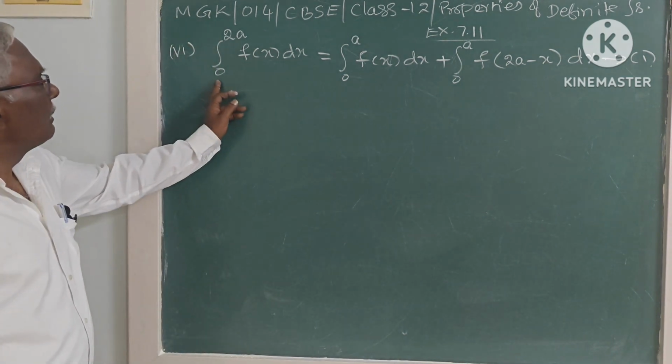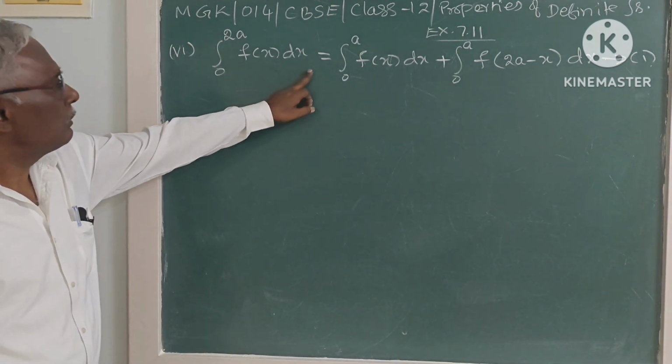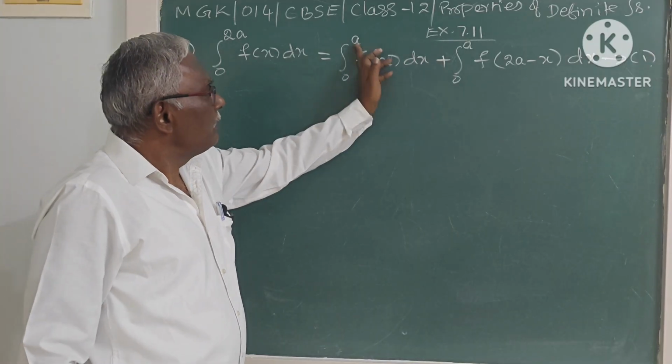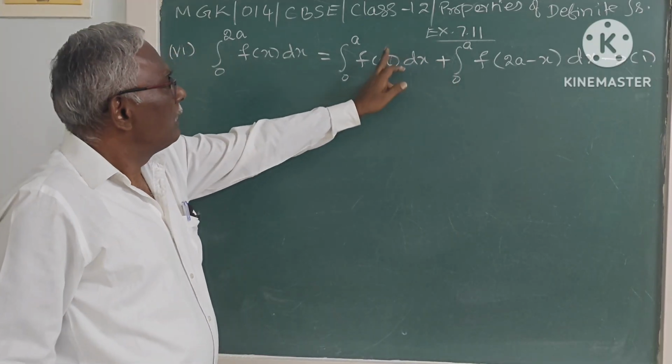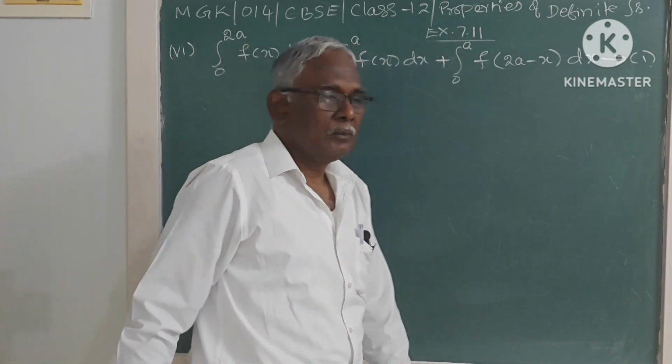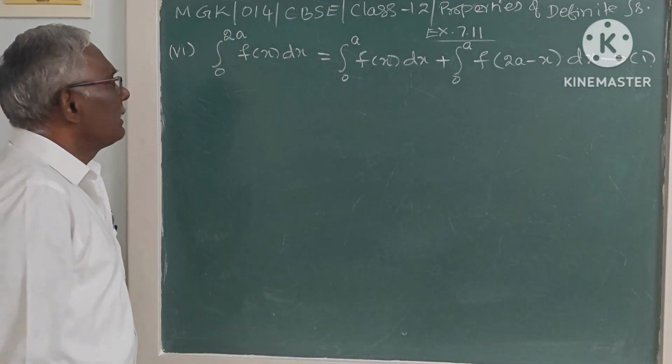See here, integral 0 to 2a f of x dx, we are writing 0 to a f of x dx plus again 0 to a f of, in place of x, we are writing 2a minus x dx. Let us see how to prove this.